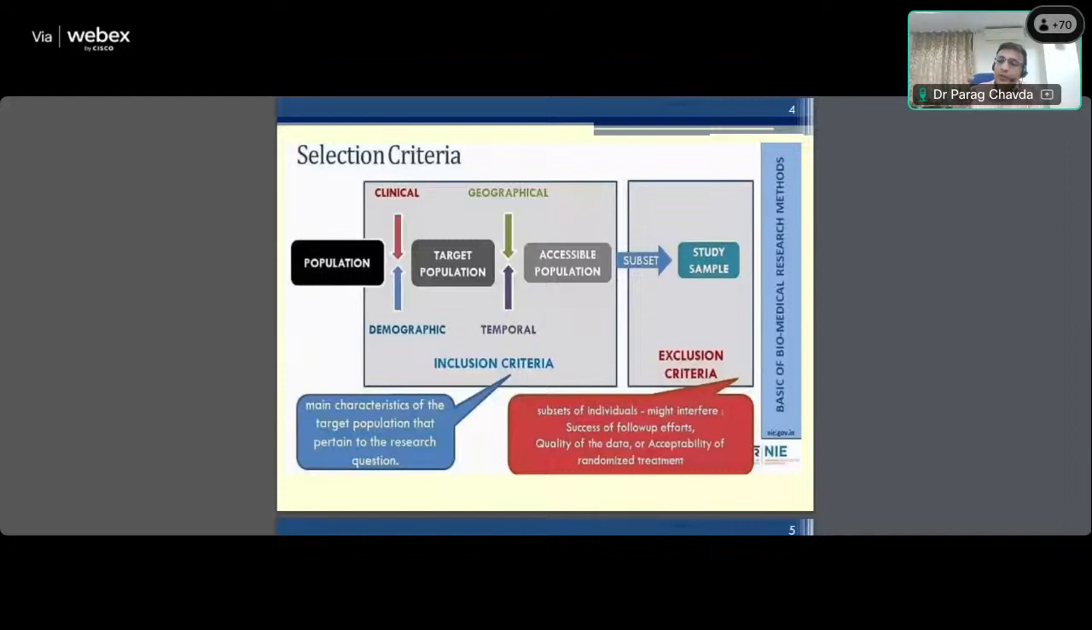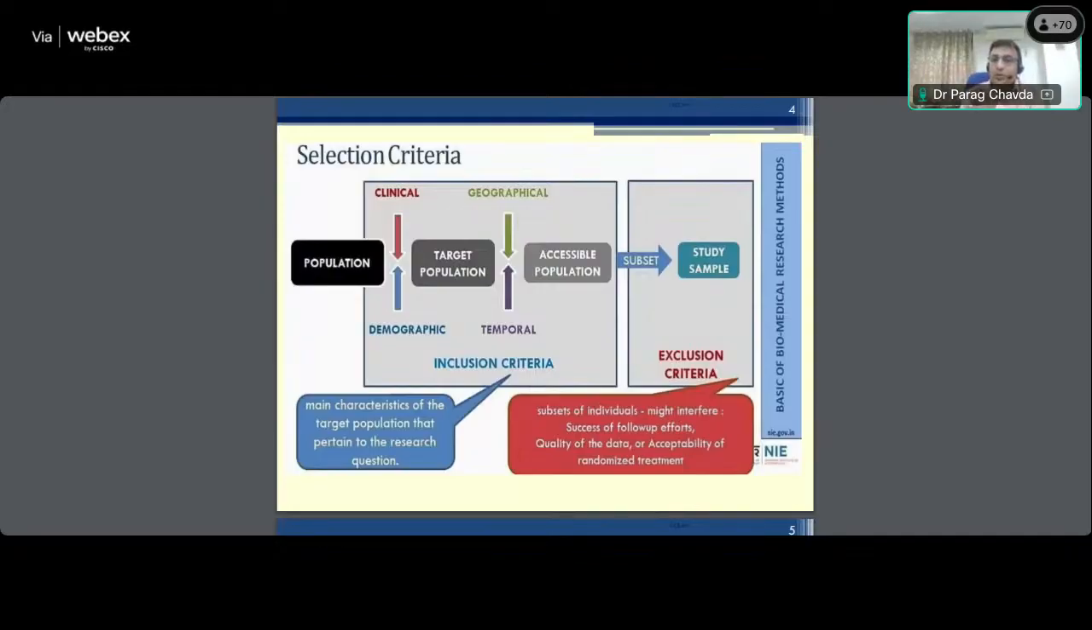So exclusion criteria will apply only to people who already meet the inclusion criteria. So out of all the people who are meeting the inclusion criteria, we are excluding some of them because of some reasons. So they are meeting our exclusion criteria, so they will not be part of our study. Otherwise they are very much following the inclusion criteria.